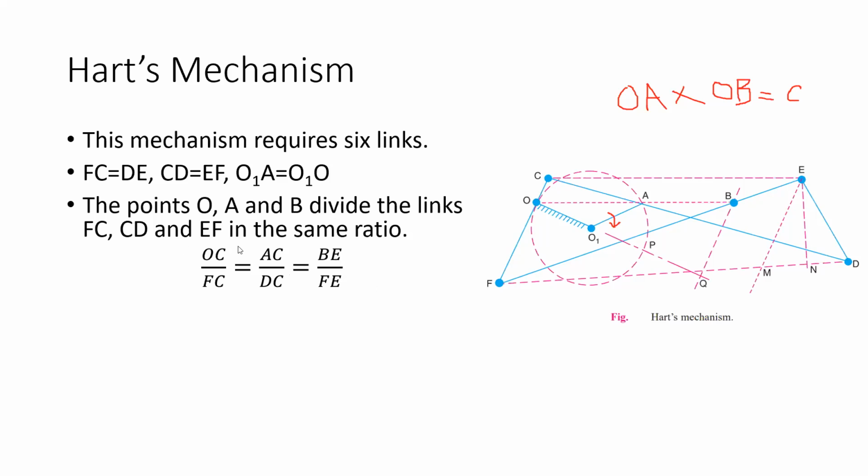If you maintain this ratio, what happens? See this triangle. Consider the triangle CFD. This triangle is similar to the triangle COA. Getting it? COA. Because you are maintaining this ratio, and it is the property of similar triangles. Which two triangles have I considered?